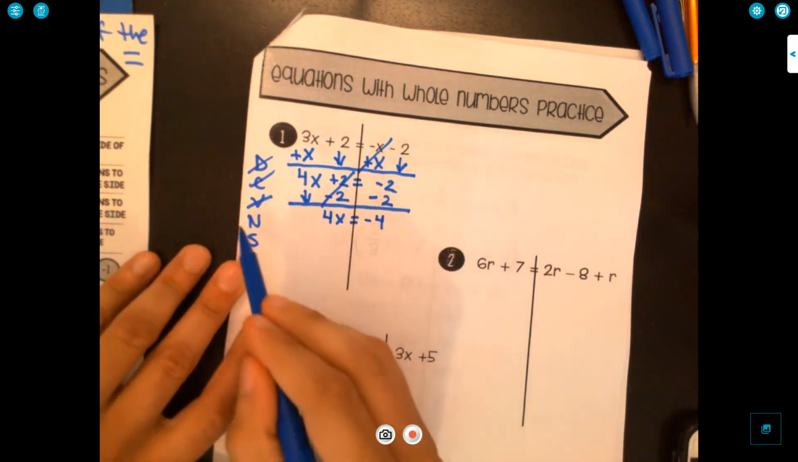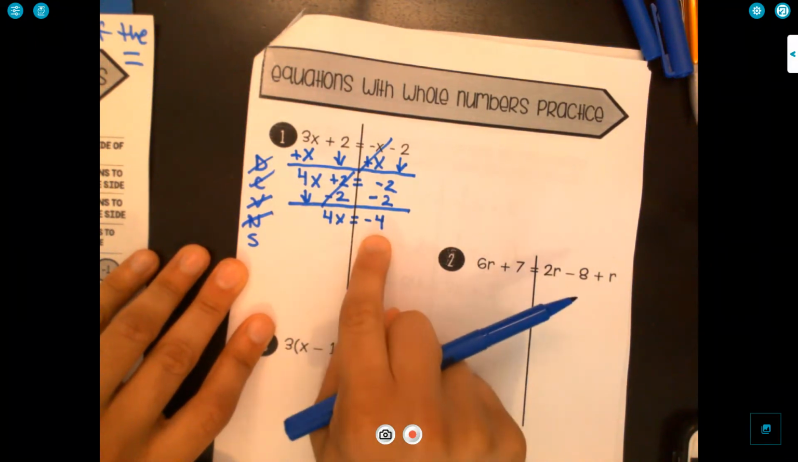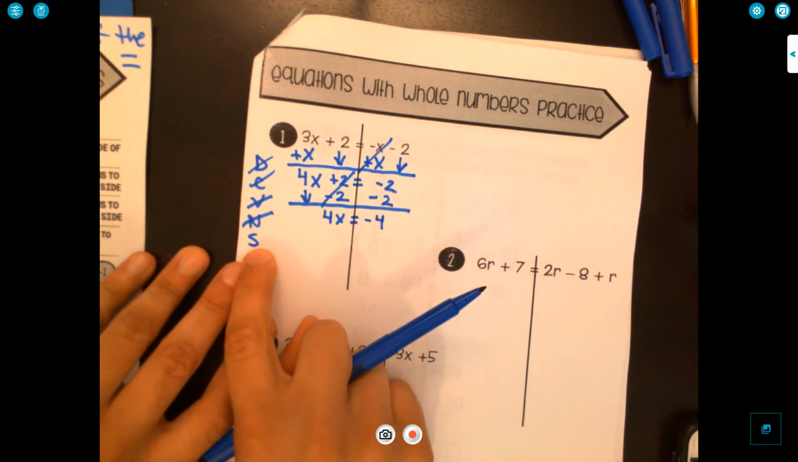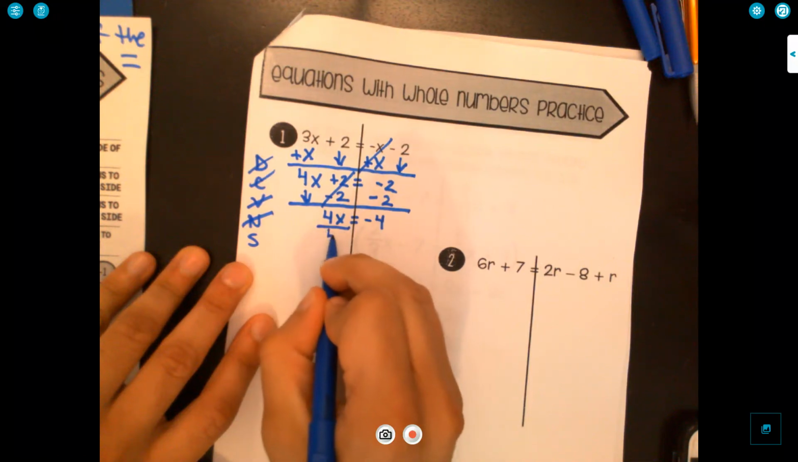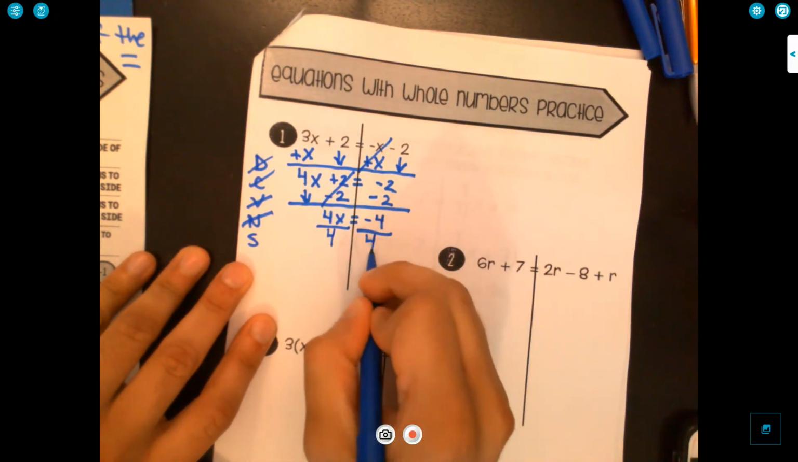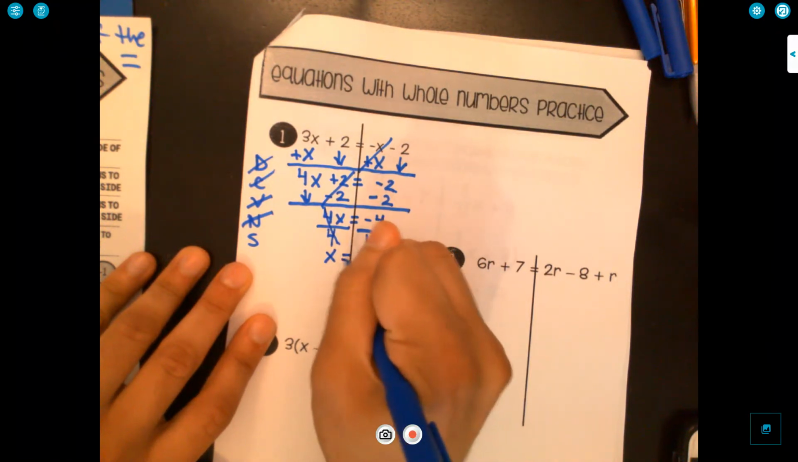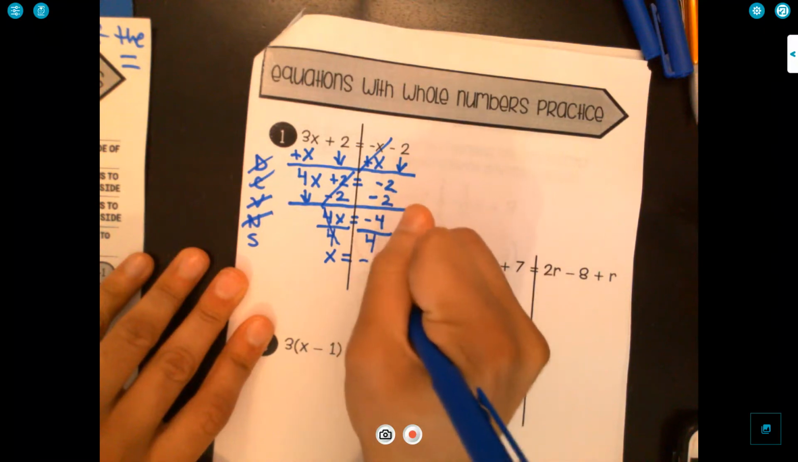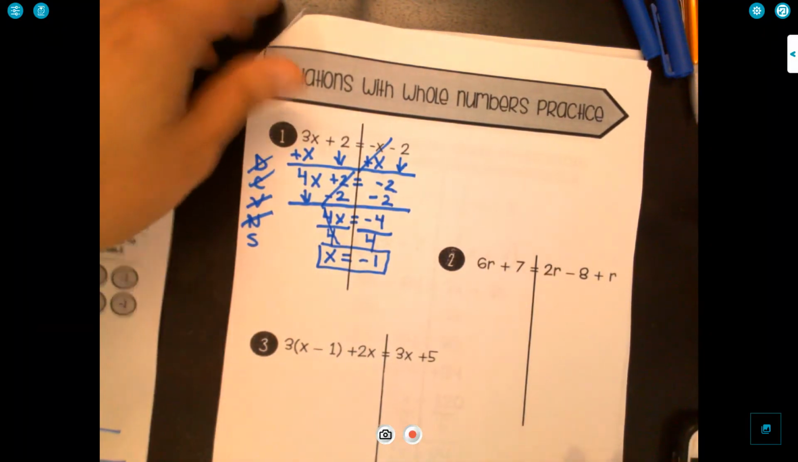So I move the number. Got our goal of having the variable on one side of the equal sign, and then the number on the other side of the equal sign. So now we solve using inverse operations of multiplying or dividing. We have 4 times 1x, so we're going to divide, inverse operation, and divide on both sides. 4 divided by 4 is equal to 1x. So x is equal to -4 divided by 4, so that is equal to -1. So x equals -1 on that one.